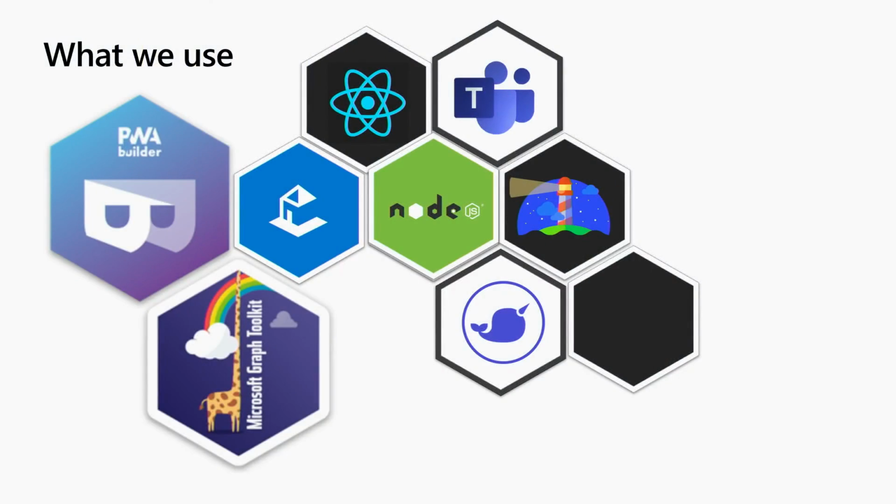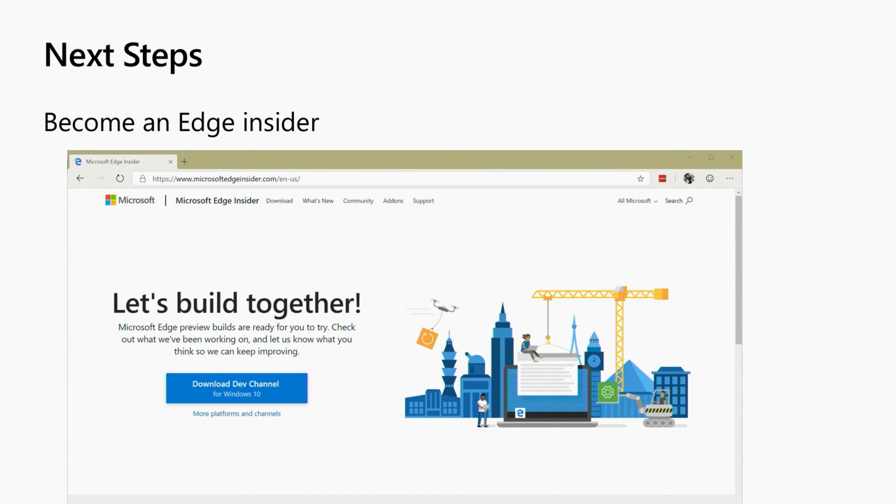Okay, so we talked about some really great stuff today: progressive web apps and graph. We have a few call-outs for you. First of all, we want you to try the tools that we used today: PWA Builder, Graph Toolkit, along with the other ones. Try them out, give us feedback. Of course, we're always looking for community members to do code commits and contributions, so we're open to community PRs.